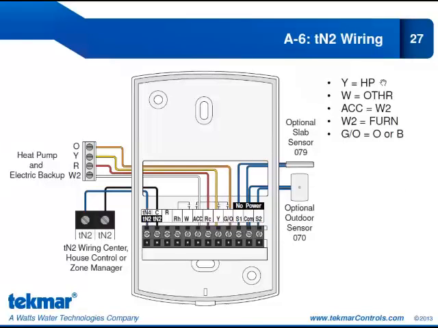The settings are Y, heat pump. W is set to other, and that's because it's a wiring center that we're connected to, so we don't have the option for HRF1 or 2. The accessory relay is set for W2. Now, what is W2? We are going to set it up for furnace. So it's electric strip backup. We're setting it up for furnace, and I'll talk more about why we chose this setting later in the presentation. Our GO relay will be set for O or B, depending on the area where you live.